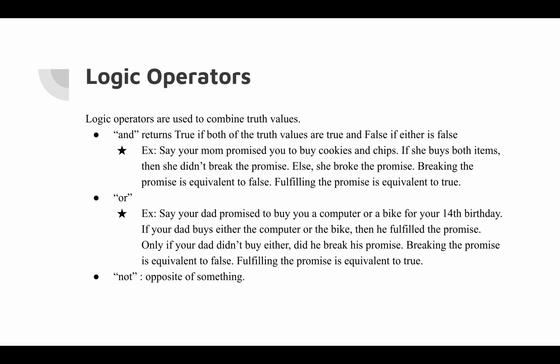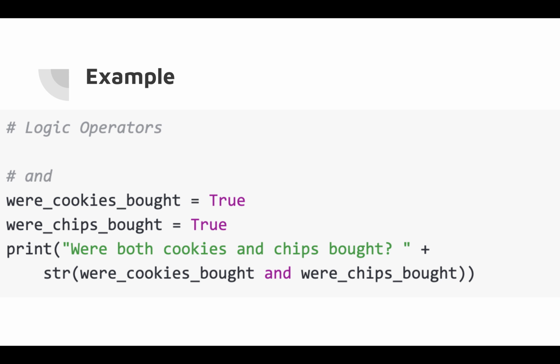And afterwards, not basically means that it will return the opposite of the Boolean value that was passed. For example, not false returns true, and not true returns false. So this is an example of a logic operator.